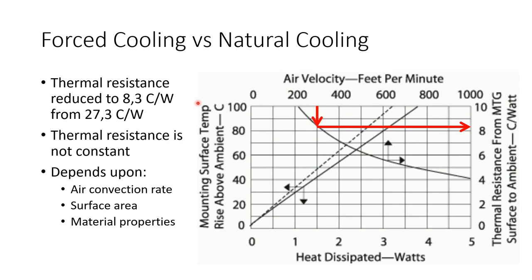Thermal resistance is not constant. It depends upon the air convection rate. As you can see, if we further increase the air velocity, we can further decrease the thermal resistance to have a better thermal performance. It depends upon the surface area of the heatsink. If we increase the surface area of the heatsink, the thermal resistance, the ambient thermal resistance, will reduce. It also depends upon the material properties. If you're using aluminium, for example, it has a very high thermal conductivity, so it has a low thermal resistance.